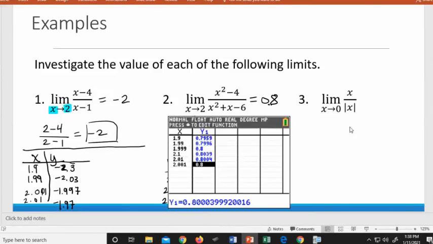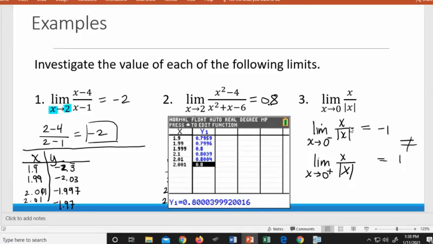So we will say the limit of x over the absolute value of x as x approaches 0 from the left, a little minus, is equal to, it was -1, is that correct? It was the lower region. And then we can say the limit of x over the absolute value of x as x approaches 0 from the right is +1. And these do not match, and therefore the overall limit does not exist.